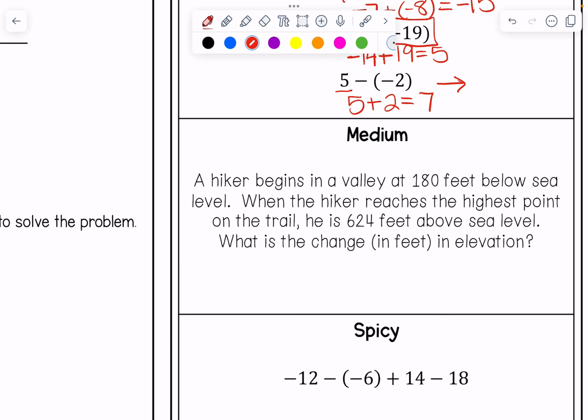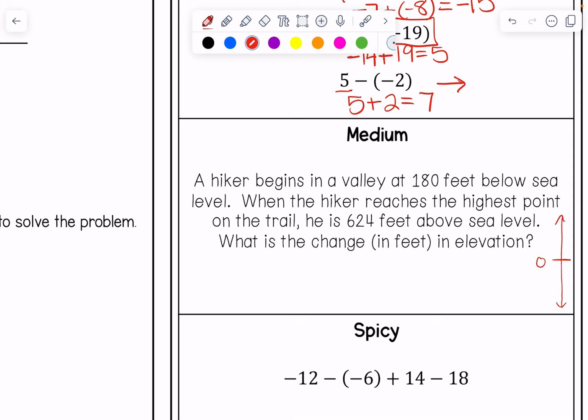Our median problem here: a hiker begins in a valley at 180 feet below sea level. When the hiker reaches the highest point on the trail, he's 624 feet above sea level. What is the change in feet in elevation? So I'm actually going to model this one first, kind of on a vertical number line, and then we'll talk about how we could write it as a subtraction.